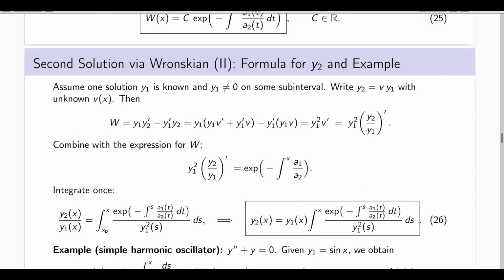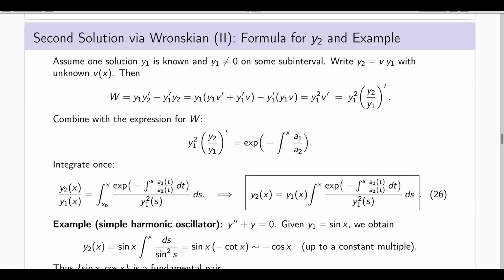Assume y1 is known and non-zero on some subinterval. Write y2 equals v times y1. Then the Wronskian becomes w equals y1 squared times v prime, which is y1 squared times the derivative of y2 over y1. Equate this to the explicit w of x we just found and integrate. We then get y2 of x in terms of y1 of x, as in equation 26.